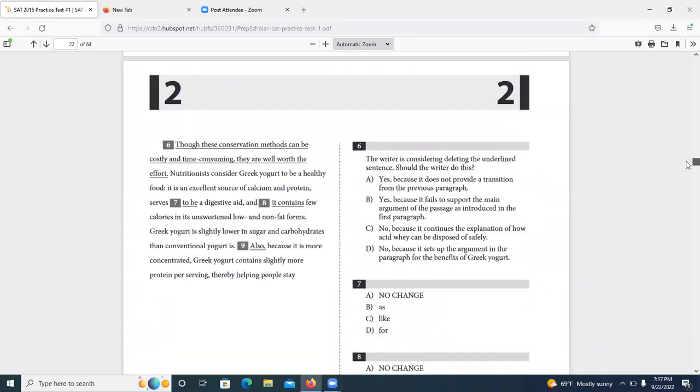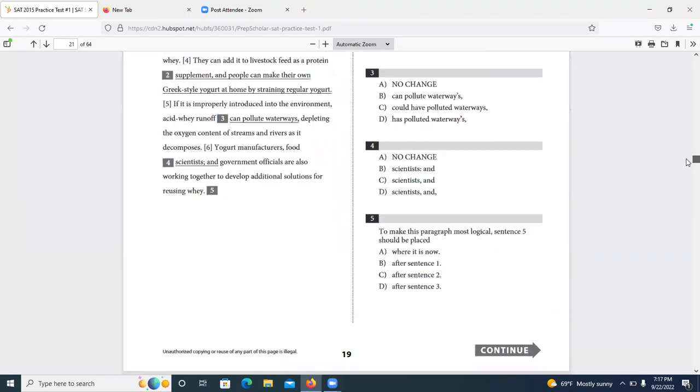The writer is considering deleting the underlined sentence. Should the writer do this? Let's see.